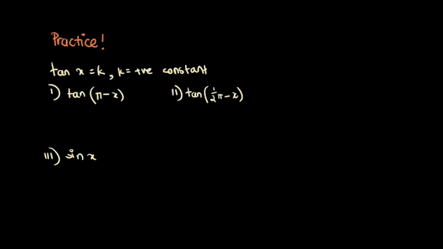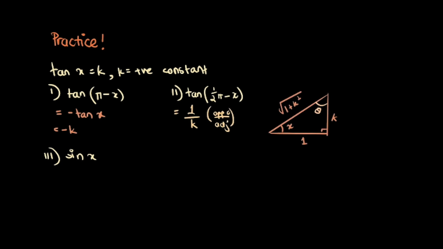Now, we'll take a look at how you can use triangles to solve these questions. Here, we have tan x equals k, where k is a positive constant. How would we find the following in terms of k? In the first question, we can simply make use of the symmetry properties to state that tan(pi minus x) is the same as minus tan x, leading to minus k.